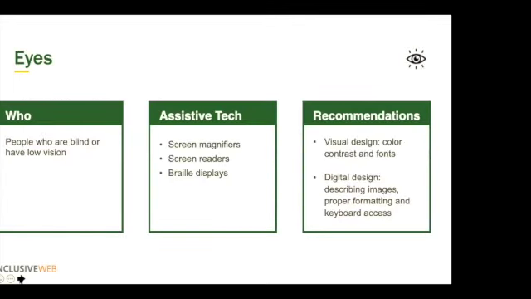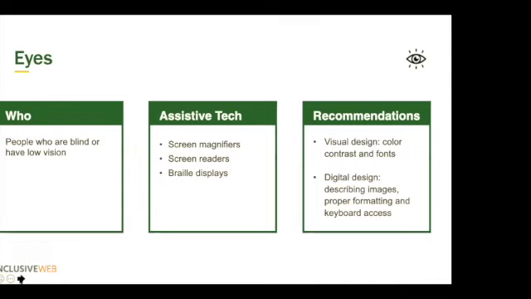Okay, so disabilities that affect the eyes. Who are those folks? These are people who are blind or have low vision, right? And those are not the same people, right? Somebody who is blind identifies as not seeing anything, whereas somebody who has low vision identifies as maybe having peripheral vision or central vision, right? So they can actually read or see things with enlargement or change of color contrast and things like that.